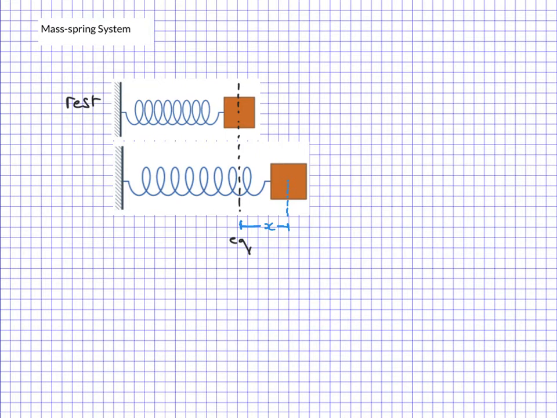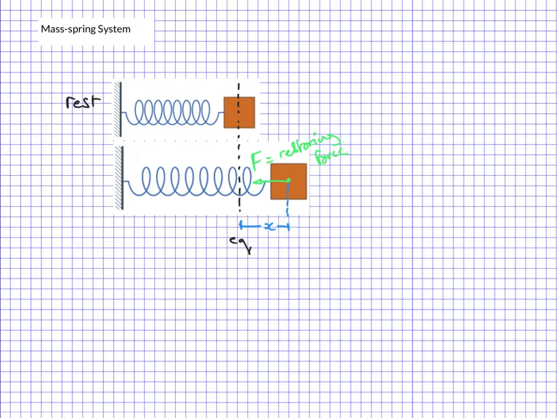Now the returning force of this, actually let's use a different color just to make it clear. The returning force is going to be here, or the restoring force, if you like. The force restoring it is going to go here. We'll call this the restoring force.